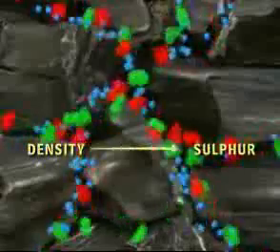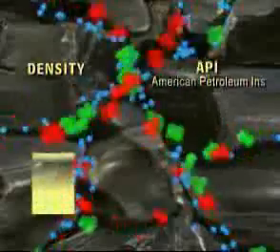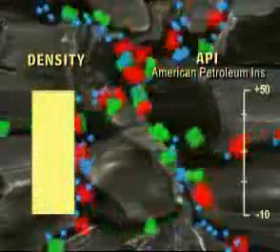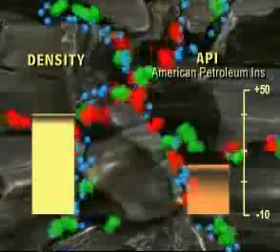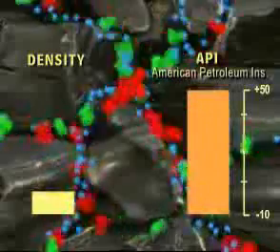Density is measured in API, American Petroleum Institute, degrees, on a scale from less than 10 to more than 50. The higher the API level, the lower the density. A low-density crude is defined as light.